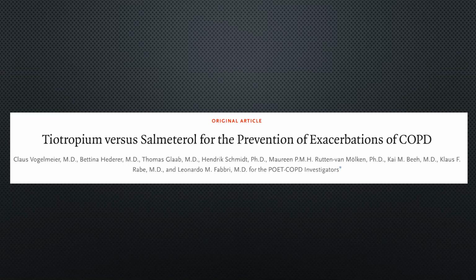Yes. So in this trial, it showed that tiotropium is sort of superior in patients who have moderate to severe COPD. But the only thing about the study is that it was funded by 2 pharmaceutical companies. One of them was Boehringer Ingelheim, which produces Spiriva.